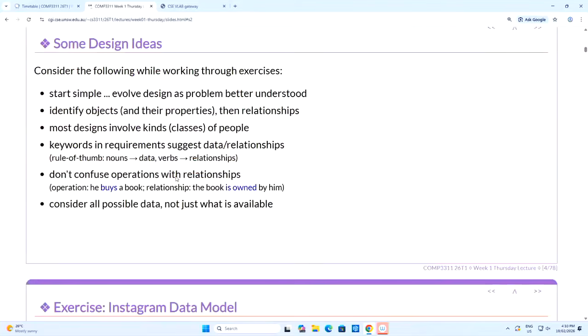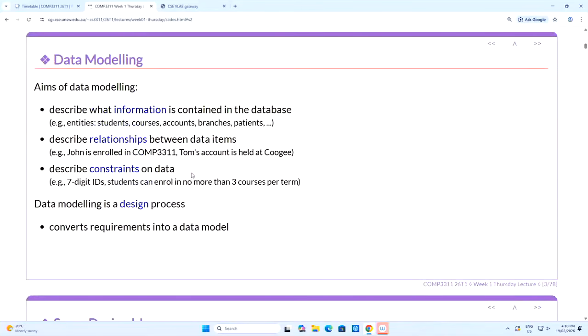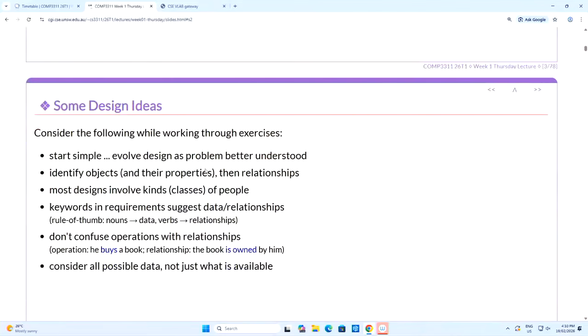The easiest way to model data is by describing it in human language. So start simple. If you really go to the workplace, this is where you need to do a lot of talking to people. You need to talk to the front end people. You need to talk to the business people.